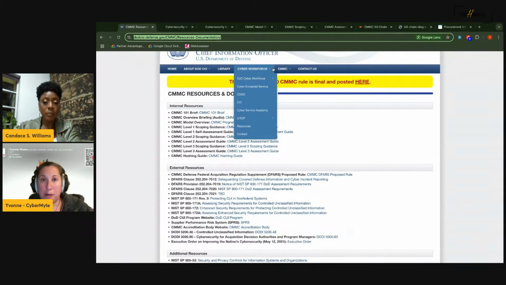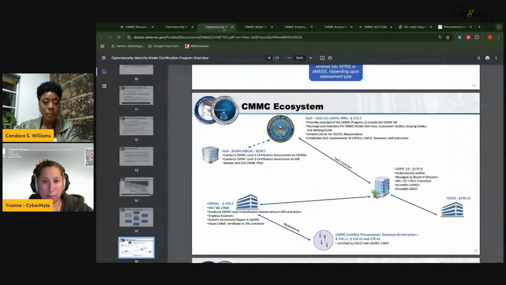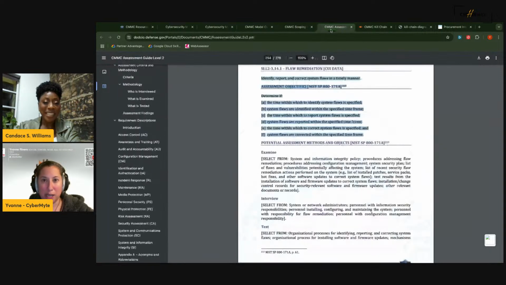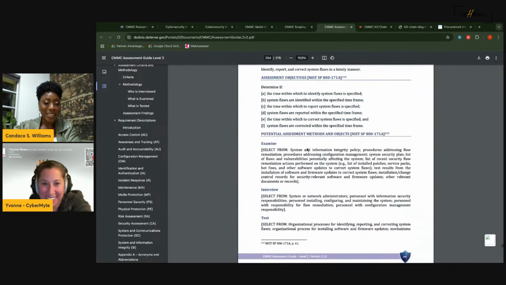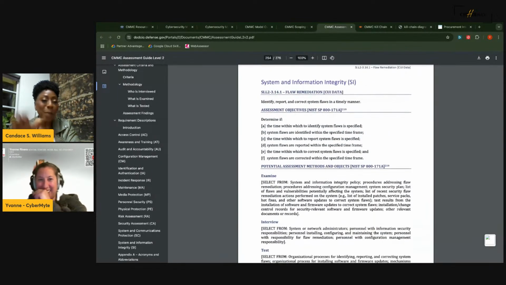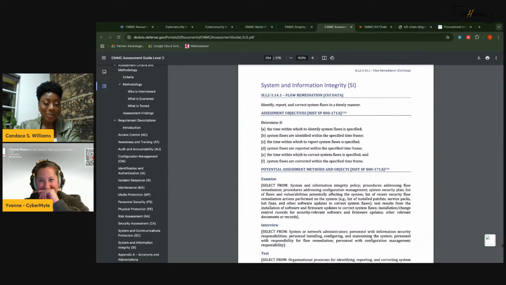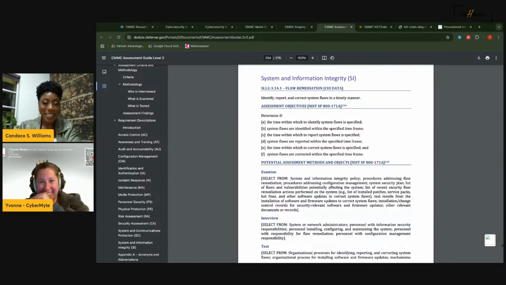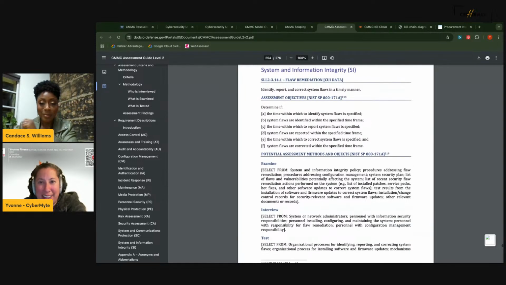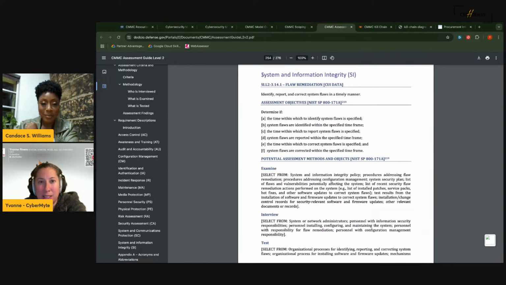Okay, tab hunt. That's how my day-to-day desktop looks anyway. There's like 20 of those, so it's pretty ridiculous. All right, so here we are at the System and Information Integrity family. This is our family right here. This is our level because we're level 2.